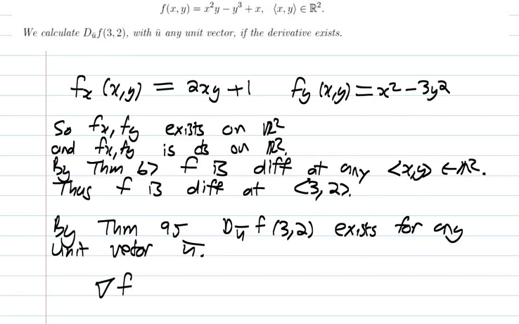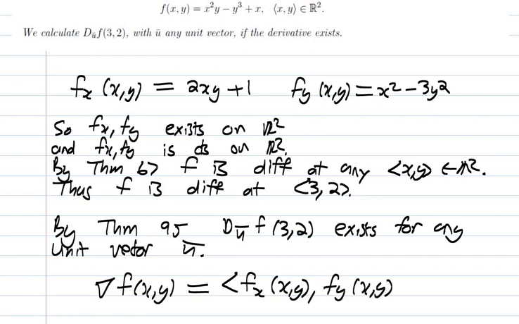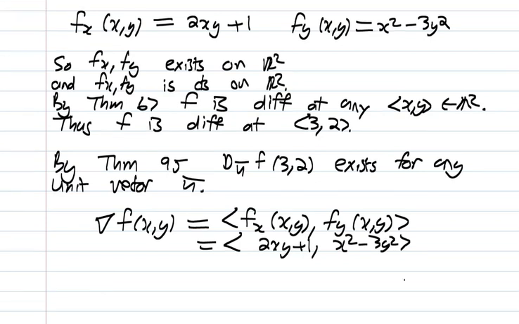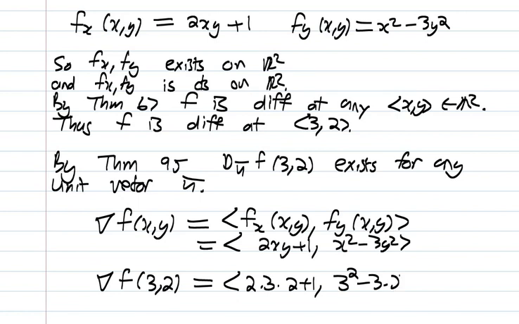So remember that if f is a function of two variables, grad f is a vector. The first component is f partial x at that point and the second is f partial y at that point. So the first component is 2xy plus 1, and the second component is x squared minus 3y squared. Now we're interested in grad f at the point (2, 3). That's going to be 2 times 3 times 2 plus 1, and 2 squared minus 3 times 3 squared. This works out to be 13, and this works out to be minus 3.